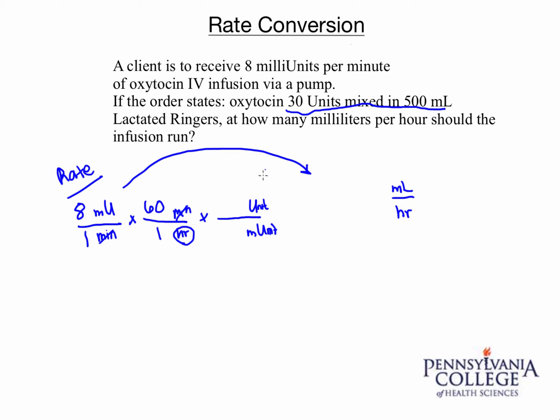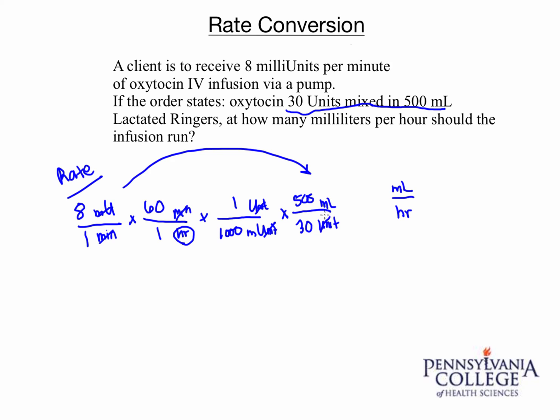Now again, we are looking at a metric system conversion here. Milli is a prefix for thousandths. We know that 1 unit will contain 1,000 milliunits. So by multiplying by 1 over 1,000, I would figure out how many units per hour the patient would receive. I am not looking for units per hour, I'm looking for milliliters per hour. So my final step will be to cancel out units and go into milliliters. This is what is available. I am told there are 30 units contained in 500 milliliters.